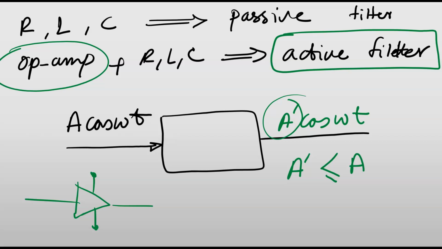In the next lecture, I'm going to show you how you can analyze a circuit and figure out if the circuit is behaving like a low pass filter, high pass filter, band pass filter, or band reject filter.